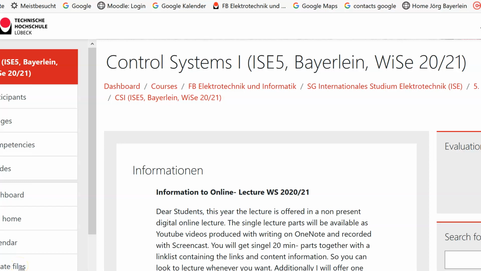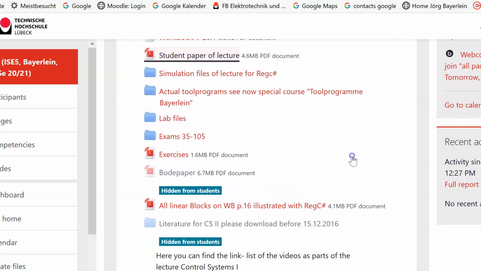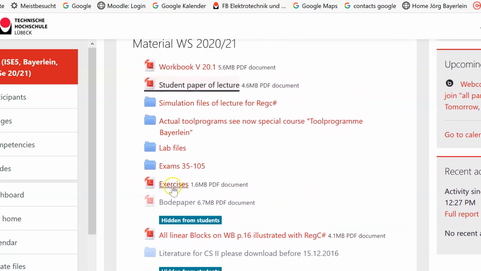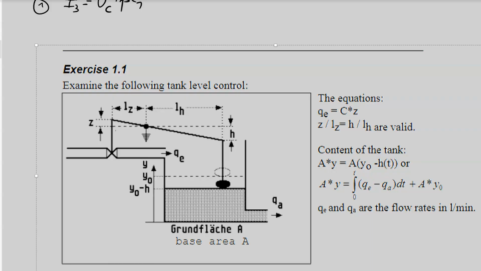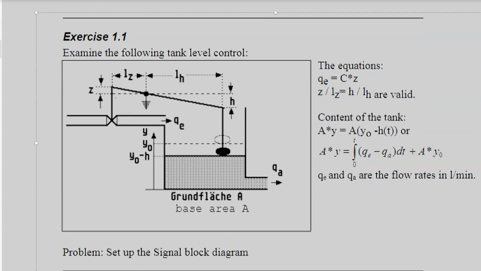Okay, now I want to start a mechanical example. This can be found in our Moodle course in the paper exercises on one of the first pages, exercise 1.1. There is a task text which I have copied now into my system here, and this is a picture with information, function, and these are the equations.